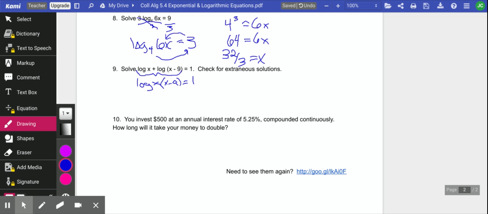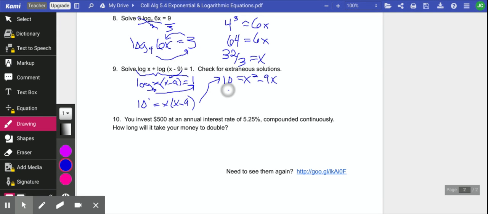This is not the one-to-one property because I only have one log on the left. I don't have a log on the right. So maybe exponential form will help. Remember, this is log base 10. So 10 to the first equals all of that. So 10 to the first equals x times x minus 9. So that means 10 equals x squared minus 9x.